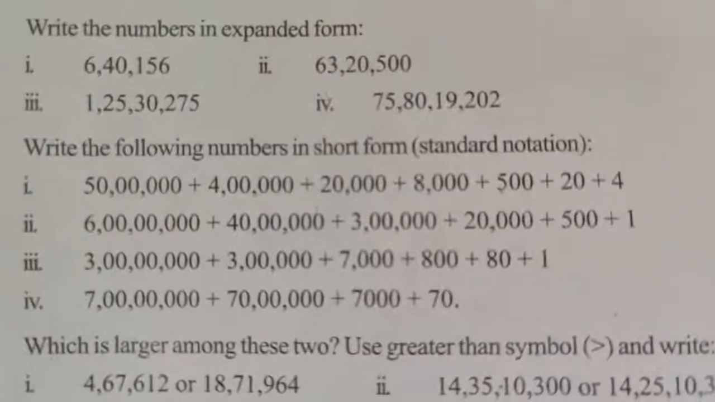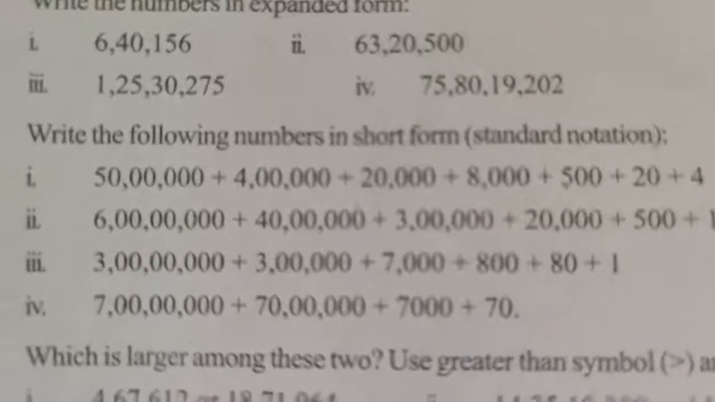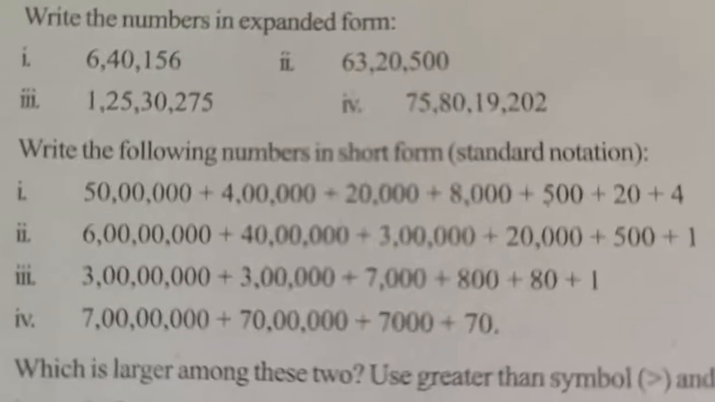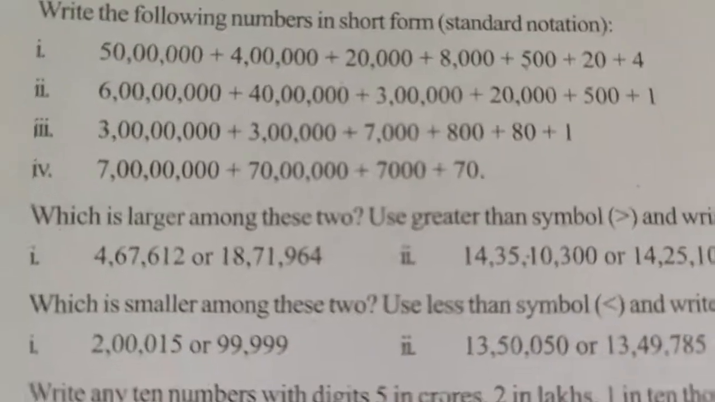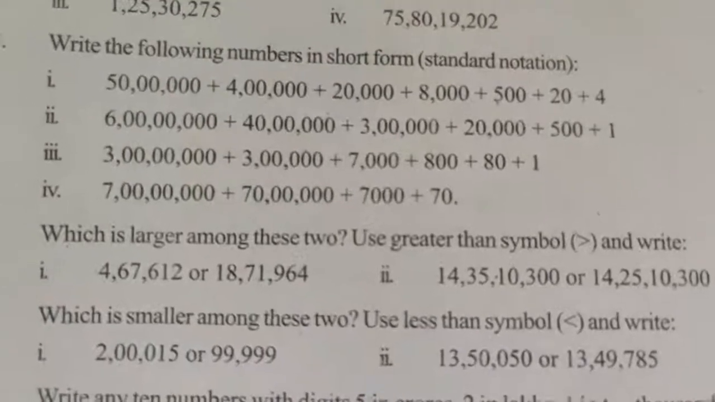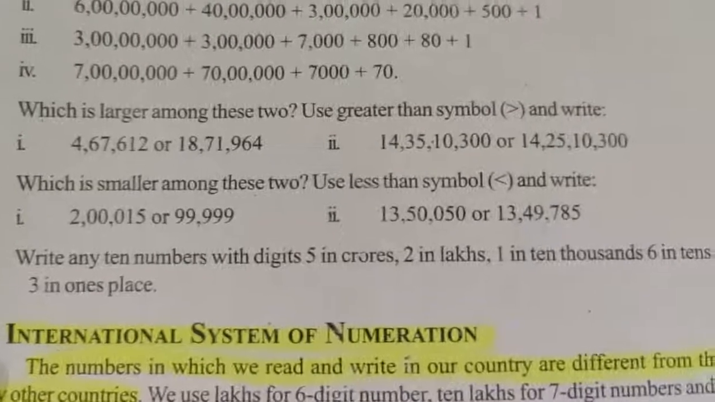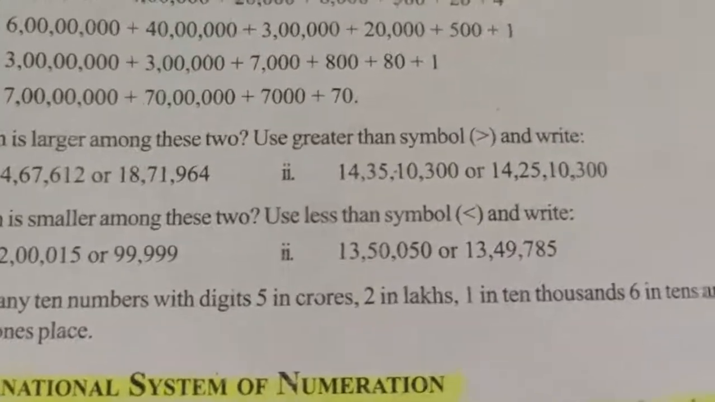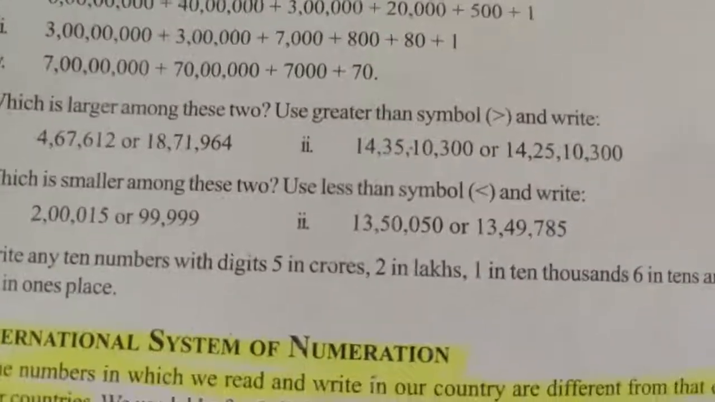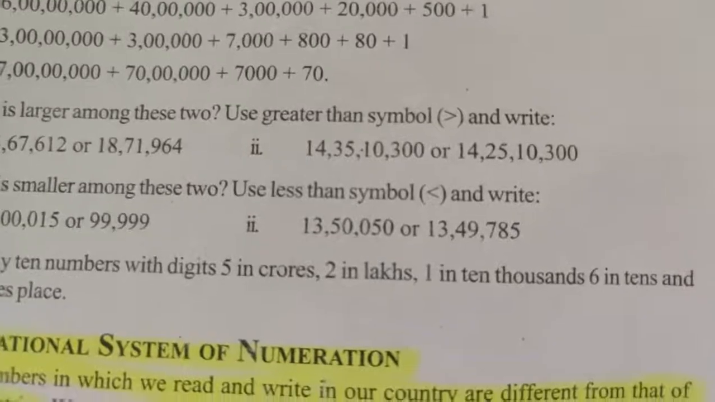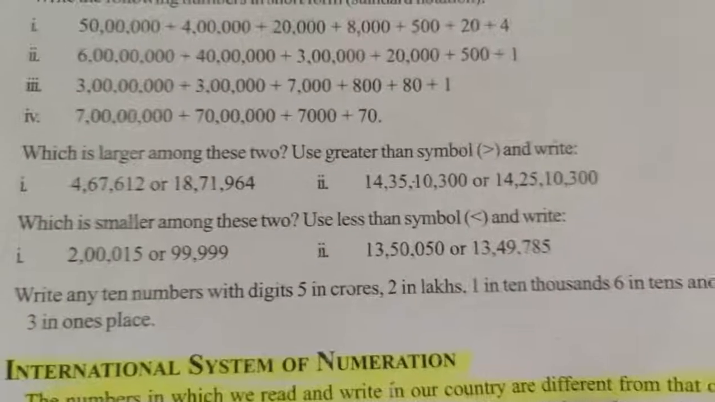Next, write the following numbers in short form. That means, expanded form given. Short form is nothing but standard notation. Next, which is the greater among these two numbers? Just put the symbol, greater than or less than. Next, write any 10 numbers with the digit 5 in crores, 2 in lakh, 1 in 10,000, 6 in tens, and 3 in ones place. Write any 10 numbers with these digits.